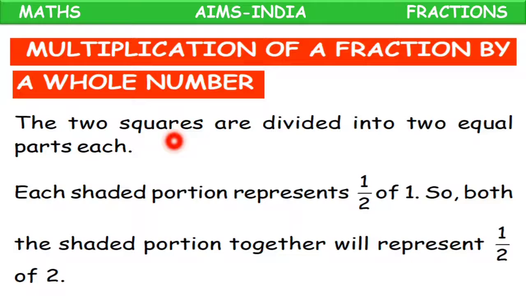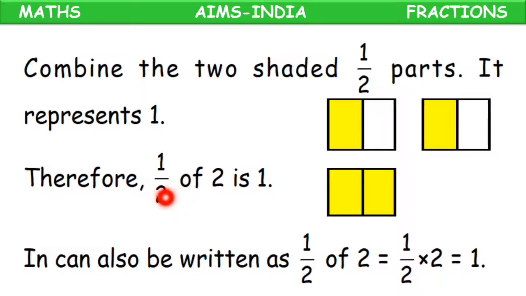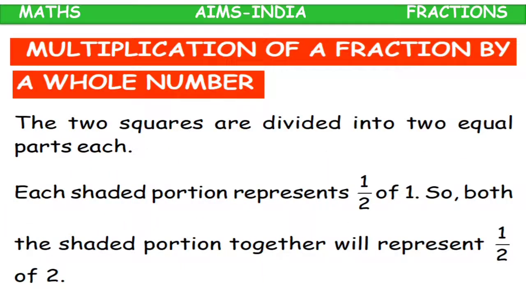What are we learning about? Multiplication of a fraction by a whole number. See what is given here. The two squares are divided into two equal parts each. Each shaded portion represents 1 by 2 of 1. So both the shaded portions together will represent 1 by 2 of 2. Combine the two shaded 1 by 2 parts. It represents 1. Therefore 1 by 2 of 2 is 1.